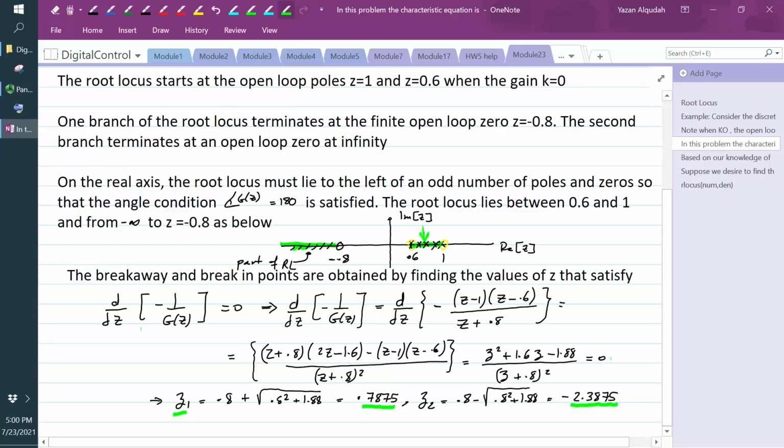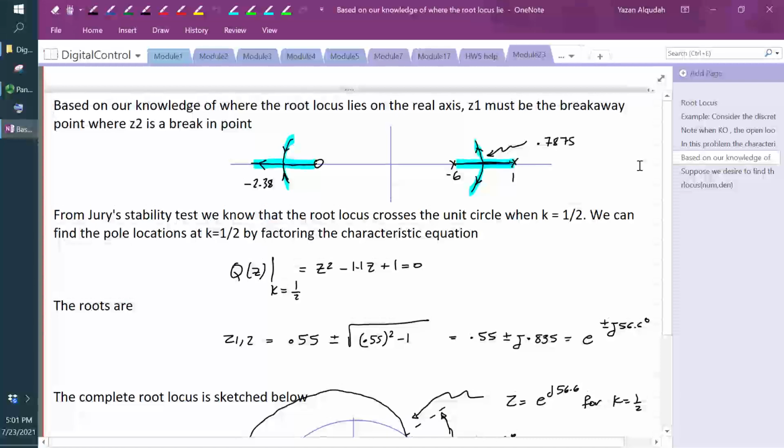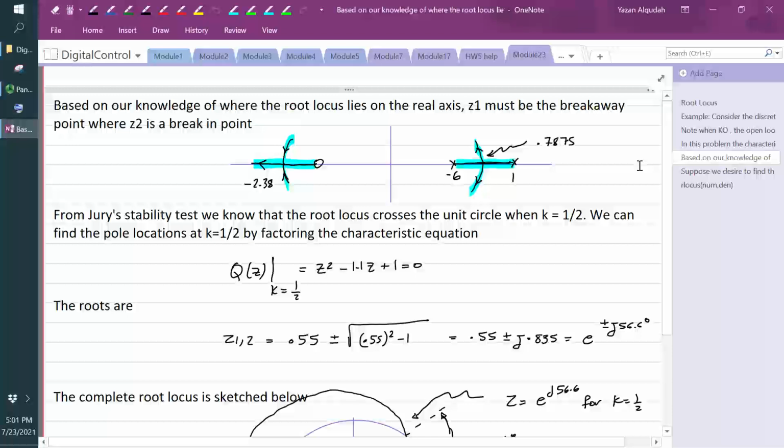So therefore, it is part of this branch, and negative 2.38, which is going to be somewhere here. So both of these belong to a valid branch of the root locus. Both of them are going to be either a breakaway or a break-in point. How do we know whether it is a breakaway or break-in point from the values we calculated?